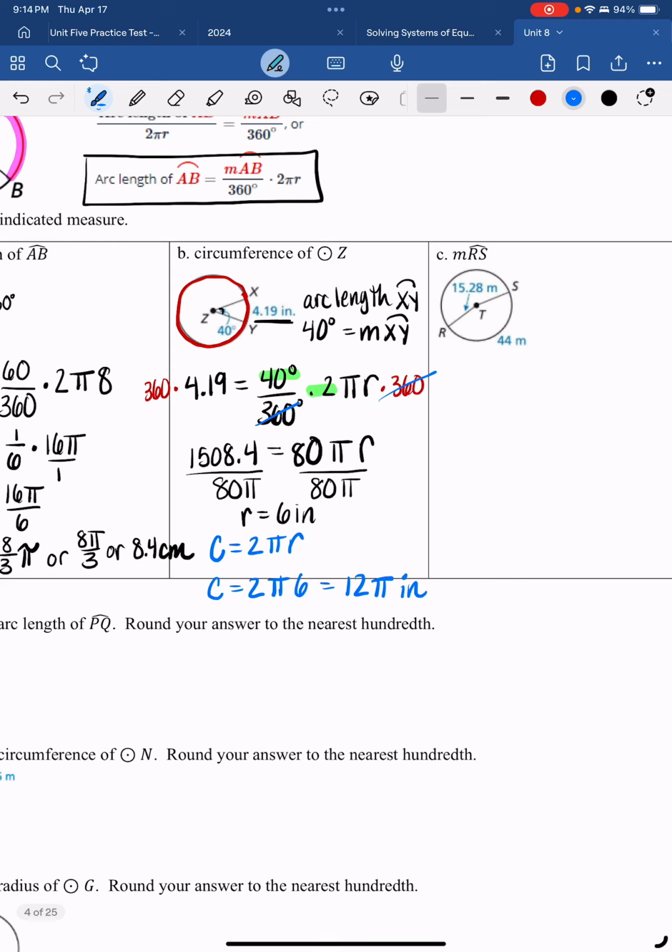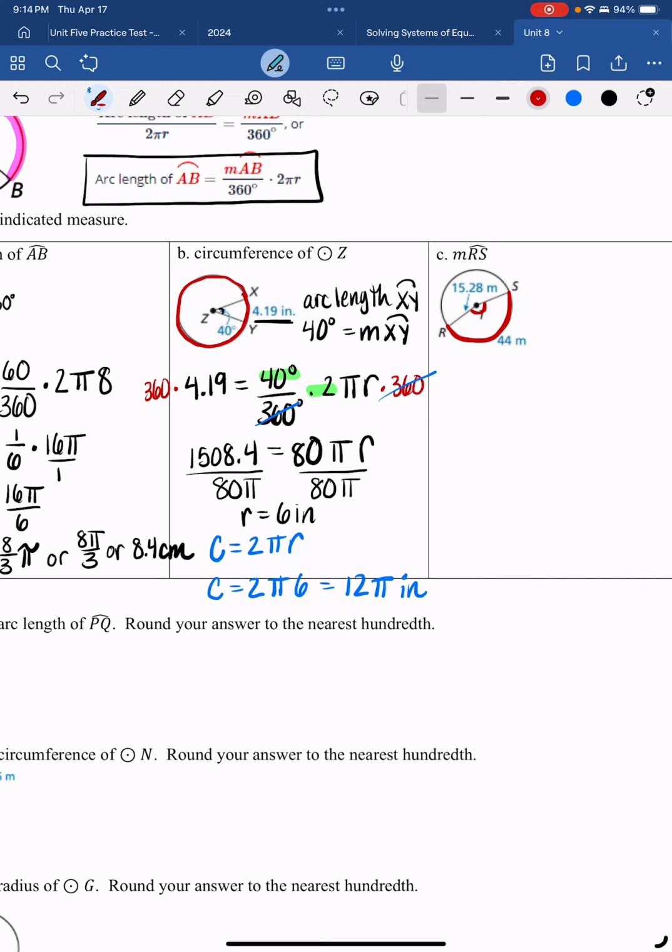In our last example here, we need to find the measure of arc RS. So what we're looking for is the measurement of that arc. Like, if it were a pizza crust, we'd be looking for the measurement of that pizza crust. So like right here, we're looking for how many degrees around the circle that would be. Remember, that would be equal to however big this angle is inside here, which we also don't know.